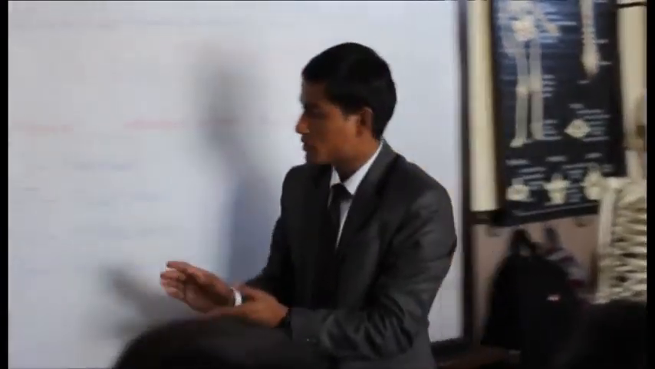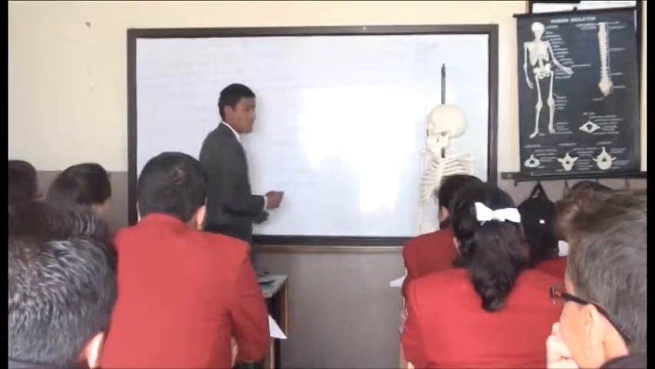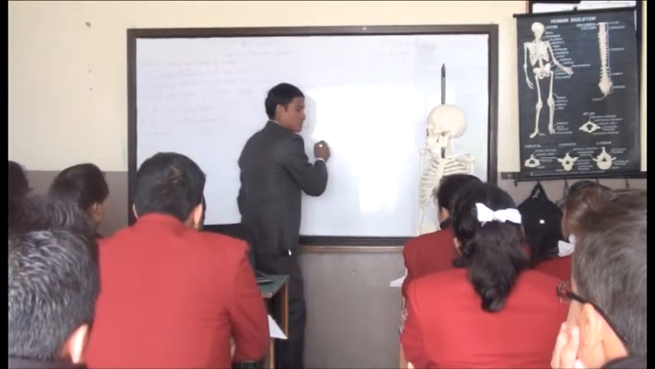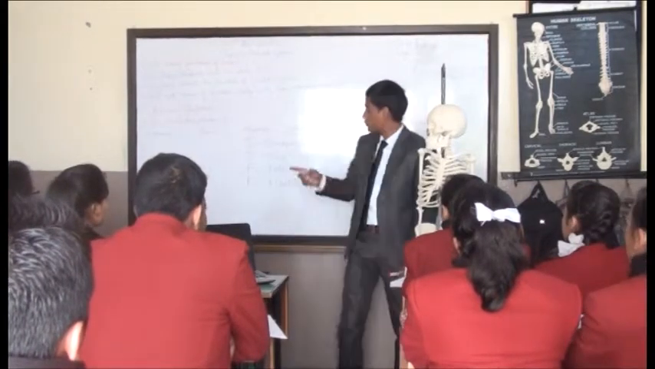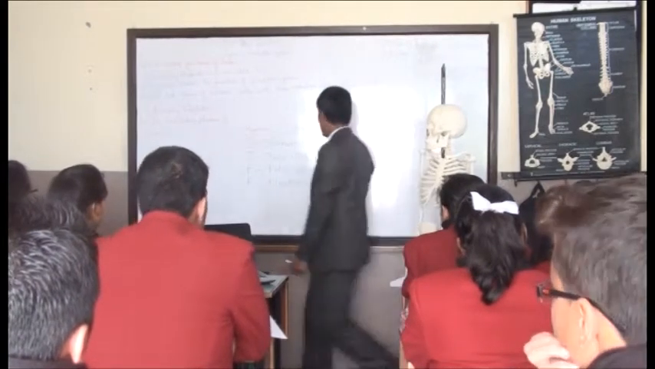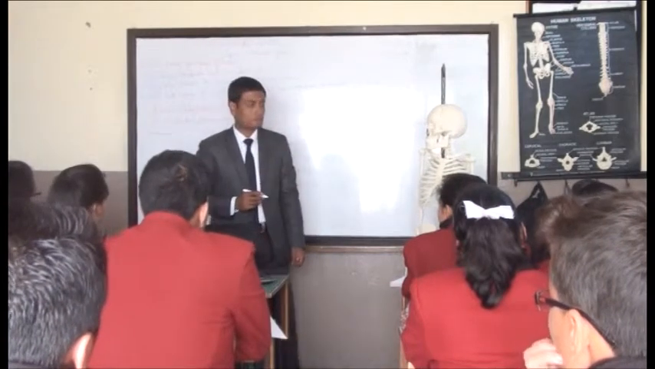Now look at the names. The names are sternum, true ribs, false ribs, and floating ribs. Now who can tell how many sternums are there in our body? How many sternum? 1. Obviously 1. This is the central one. This is sternum. Now true ribs. There are 7 pairs of true ribs on both sides. Altogether 14 true ribs we have.